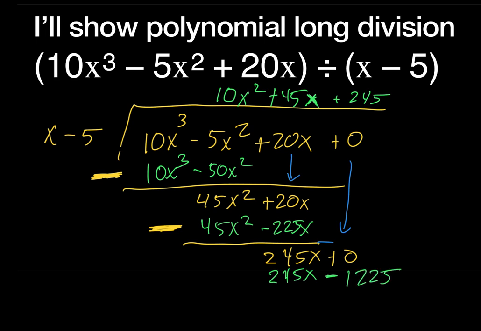1,225. Subtract. 245x minus 245x is 0. 0 minus a negative is plus a positive, so it'll be positive 1225. And that's my remainder, which gets written as, it's positive, so it's going to be plus 1225 over x minus 5.